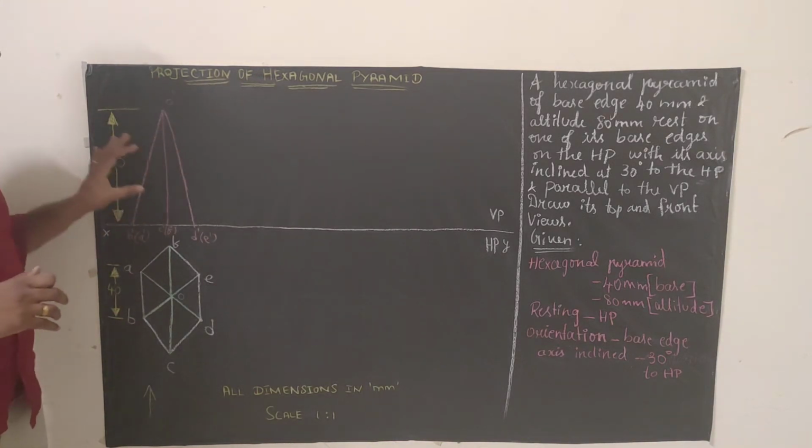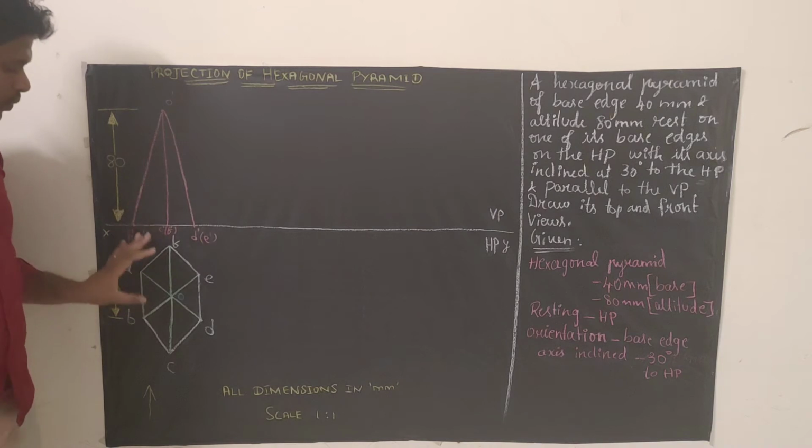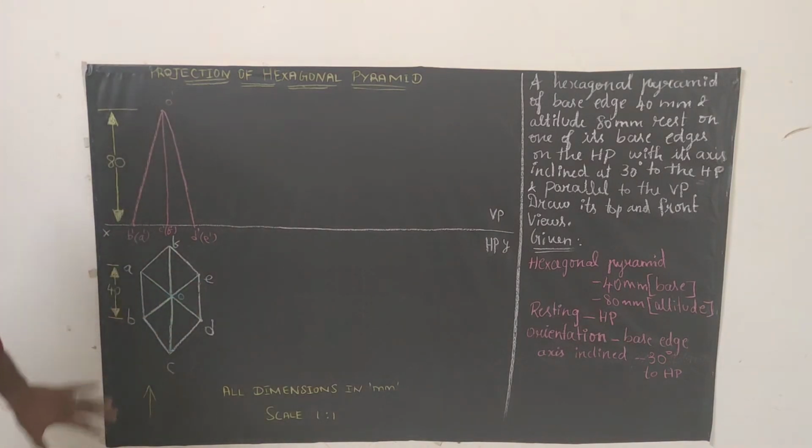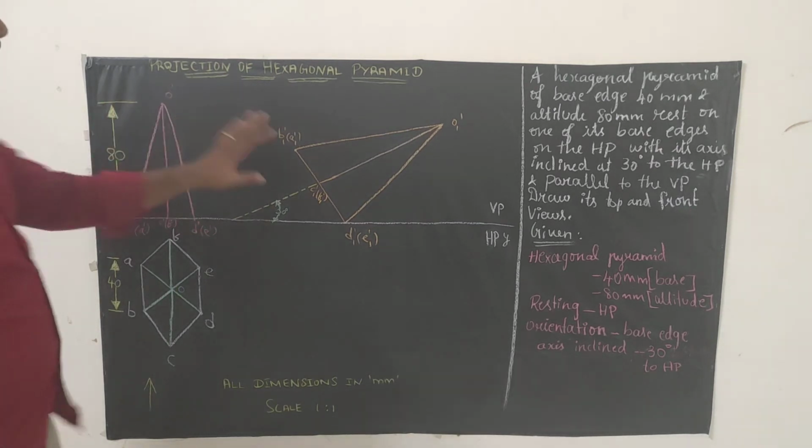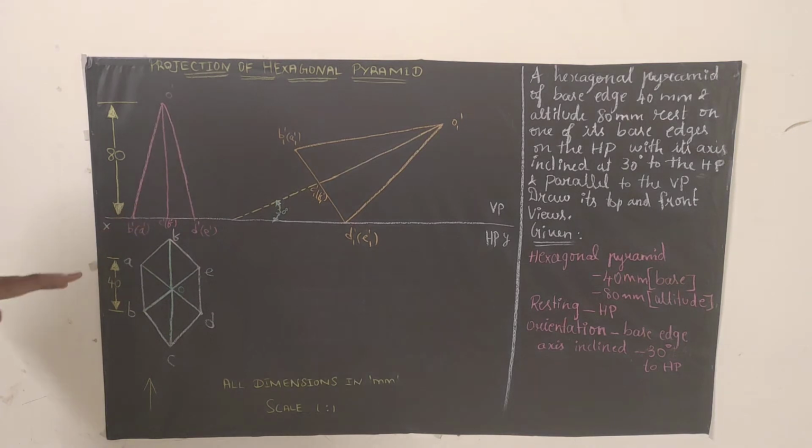So whatever diagram we are getting here is the front view, and whatever diagram we are getting here will be the top view. Right now we have completed the front view and top view. If you do everything correctly, you will get 8 marks. Now I will explain how to transfer the diagram to the right hand side. Before that, one important point I just missed.